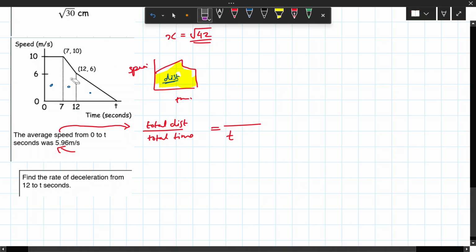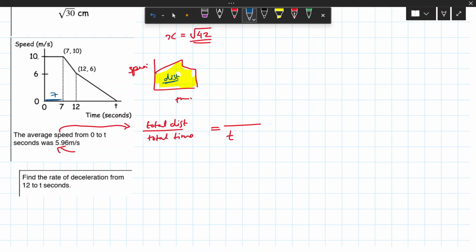So the first shape that I have is a rectangle. I know the base of that rectangle is 7 and the height of that rectangle is 10. So 7 times 10, I would get this is 70. Then I have a trapezium. The base of that trapezium runs from 7 to 12, which means it is only 5.